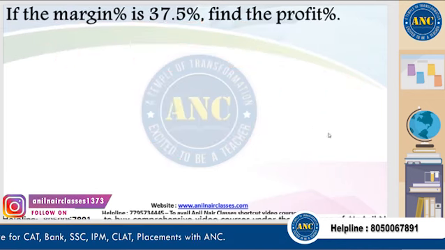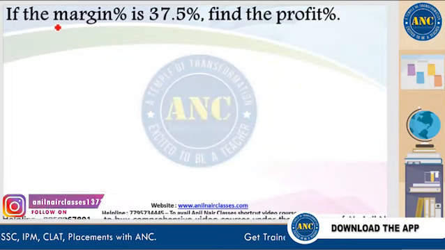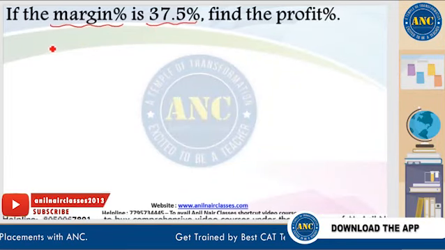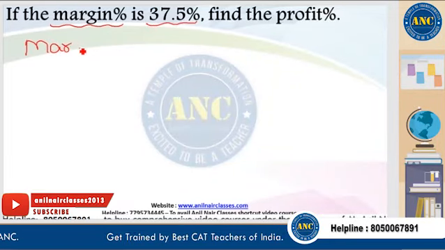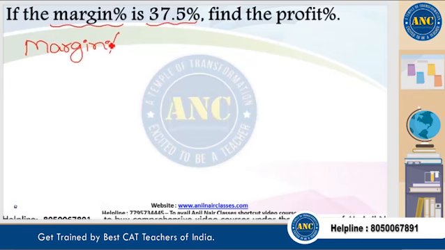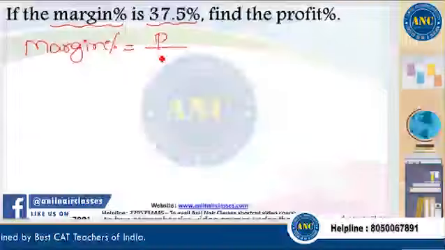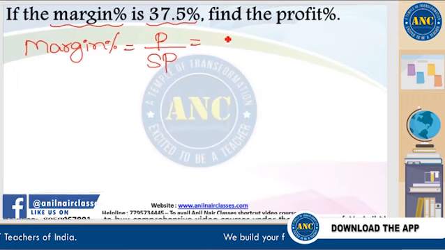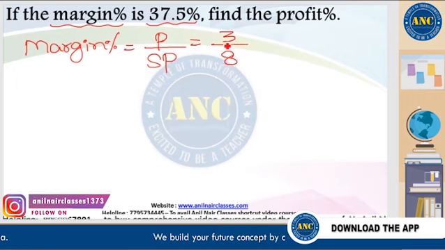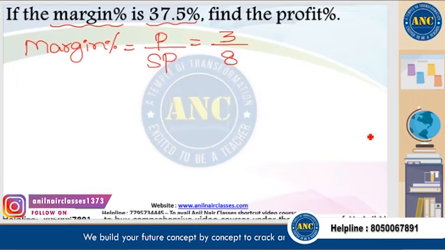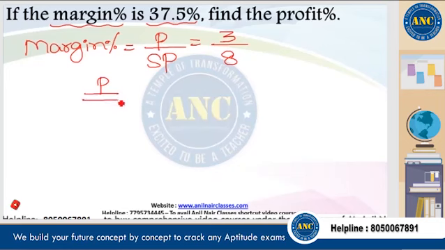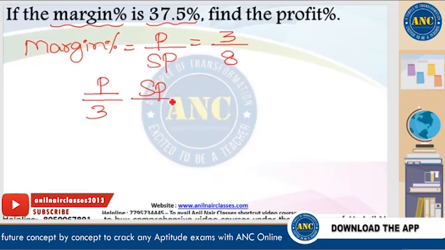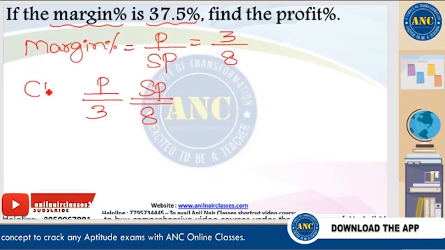Similarly, let me reverse this question. Margin percentage is 37.5%. That means margin percentage is profit upon selling price. 37.5 is 3 by 8. That means profit is 3 rupees and selling price is 8 rupees. What should be the cost price?